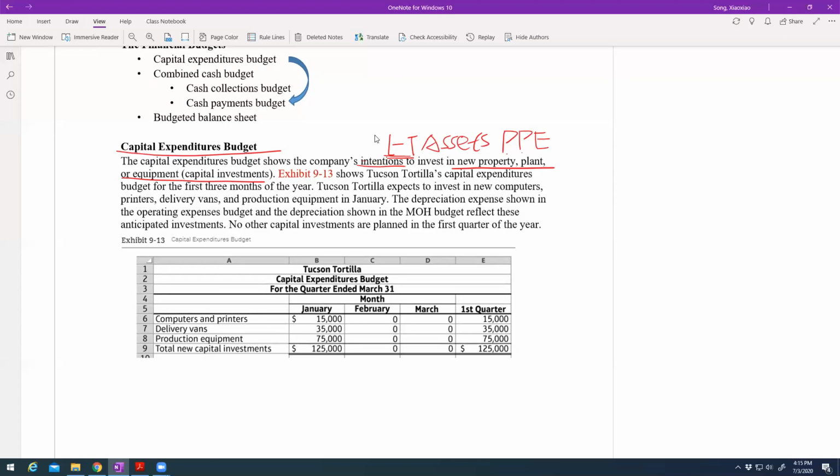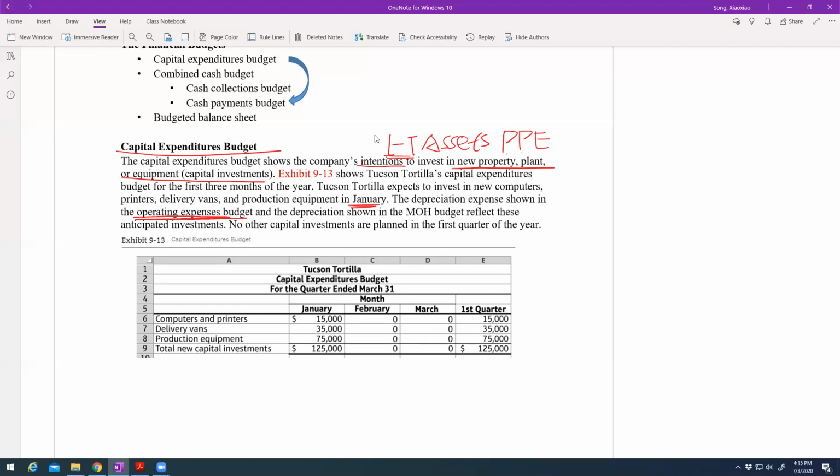So let's look at our example. The company expected to invest in a new computer, printer, and delivery van, all in January. The depreciation expense shows up in the operating expense, right? When we did our operating expense budget, we had depreciation. So the depreciation actually comes from these long-term assets. Okay, so it's pretty straightforward.